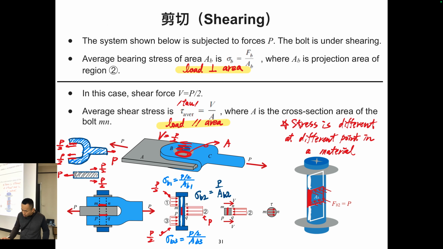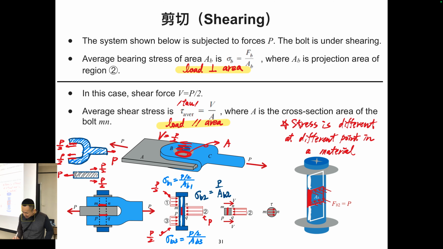And then you notice that if you have a force with the opposite side, which means that this intersection must have a force, shear force. Okay, try to cut the bolt, right? So this force will give the area which is parallel to the load, the dividing area.